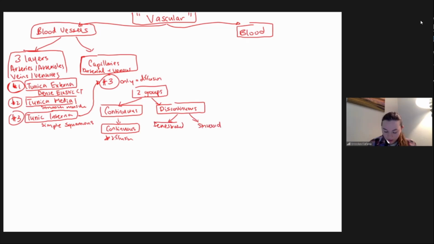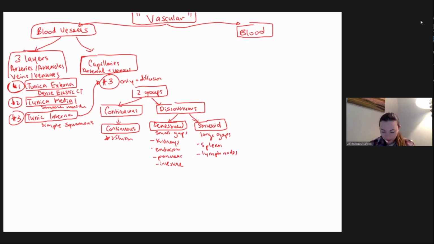So where did we say we found fenestrated with the small gaps? Kidneys is the main place, right? Kidneys is the main place. And then it's also found in endocrine glands and the pancreas and the intestine. So you want to know all those locations for your test. And then sinusoid would be your large gaps. Primary place there would be the spleen and the lymph nodes, but it's also found in the bone marrow and the adrenal gland. Again, you want to make sure you know all of your locations for those different types.